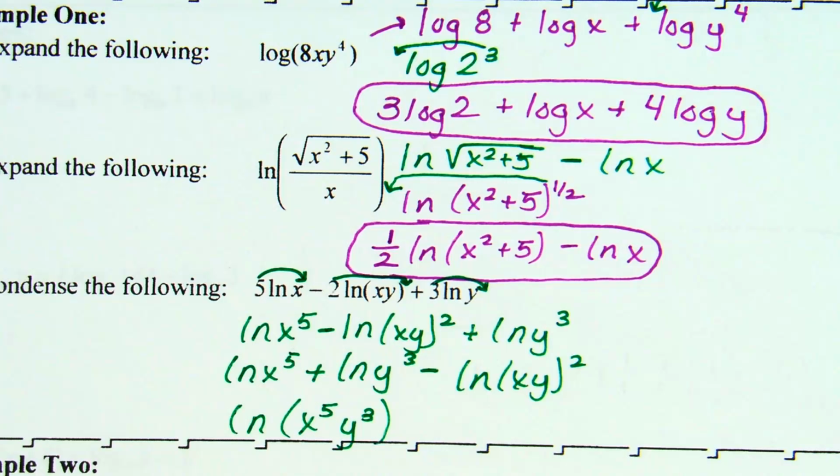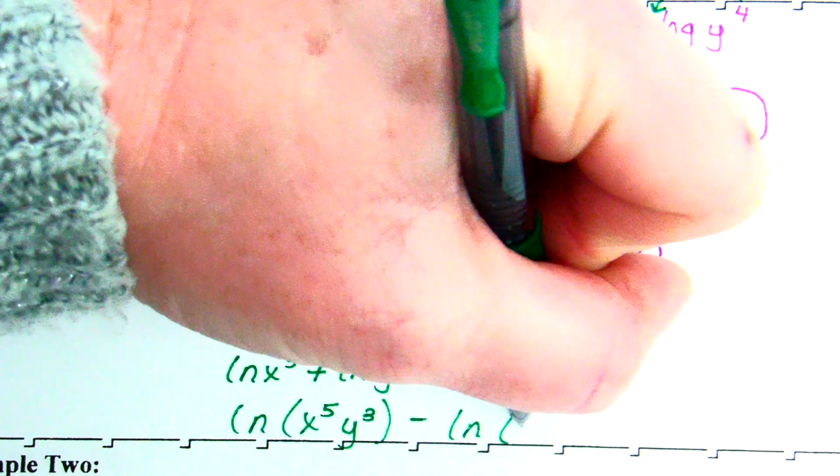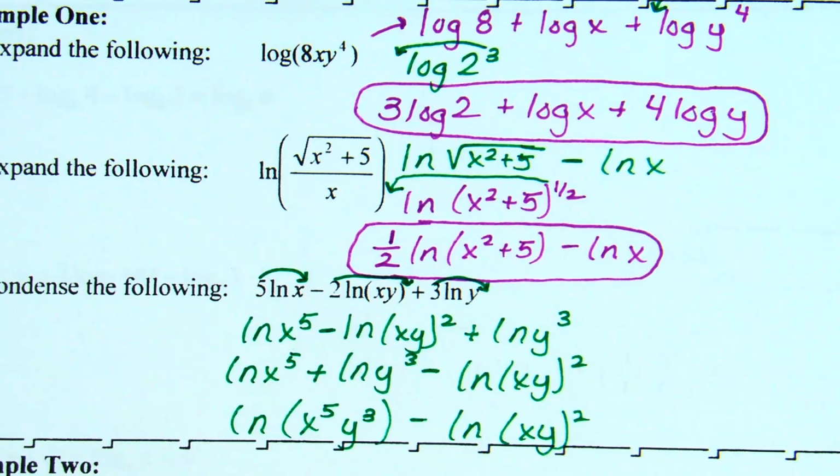I'm putting it in parentheses because that puts them together with that ln, as opposed to, okay, is that y to the 3rd with the natural log, or is it being multiplied afterwards? And I still have the minus natural log of xy squared. So what am I going to do with that? It's subtraction, so I'm going to take that and I'm going to divide it.